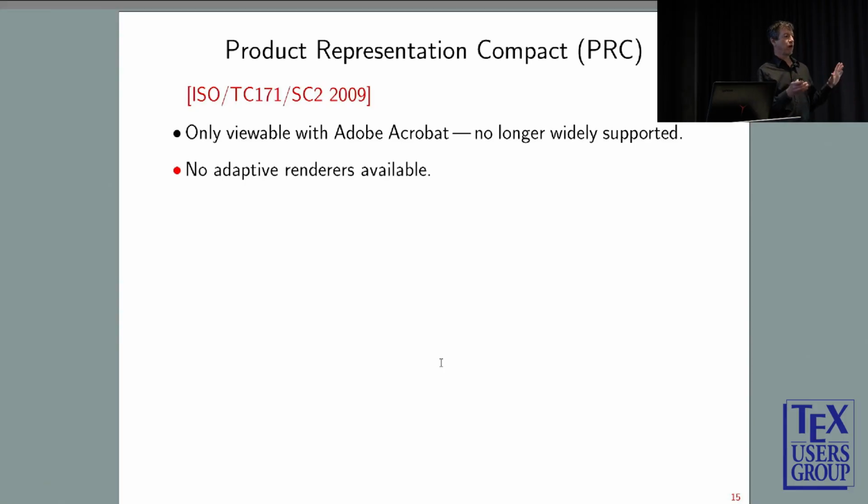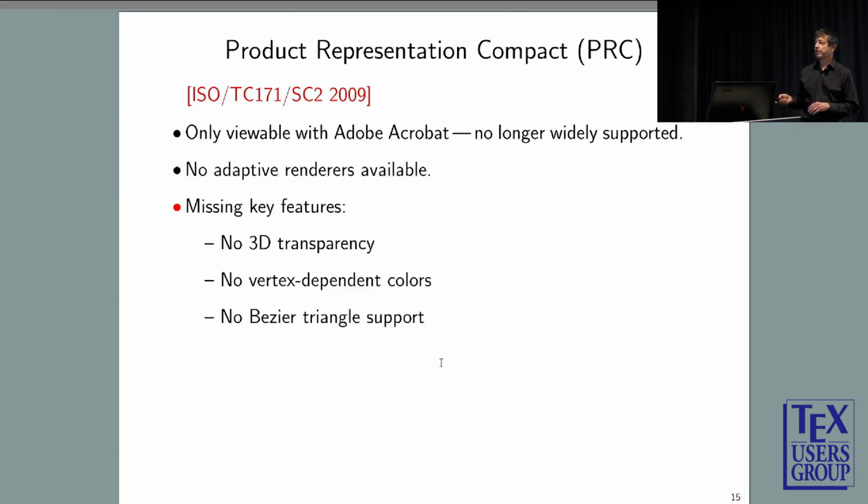The initial mesh you got on loading was the mesh you got when you zoomed. It never got better. So that's not vector graphics. And it had no 3D transparency. It didn't have vertex-dependent colors, which made everything look really pixelated when you did scientific graphs. And no Bezier triangle support.